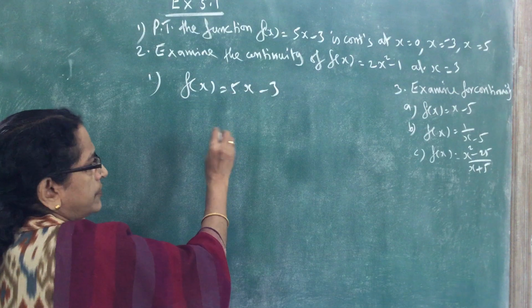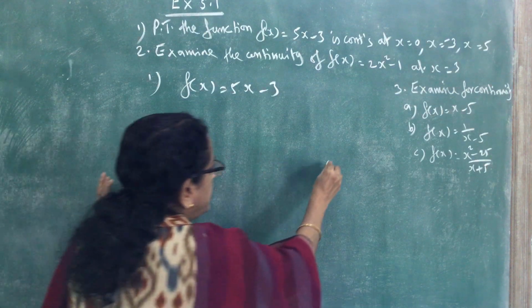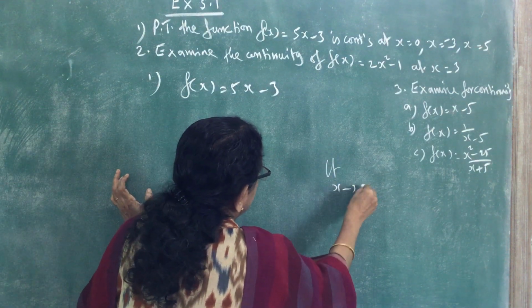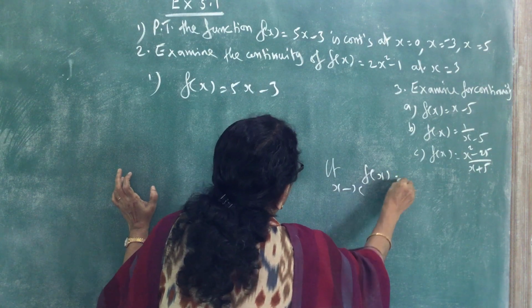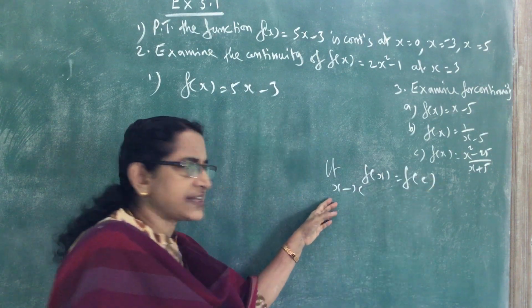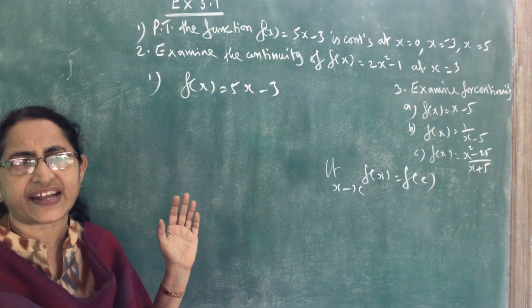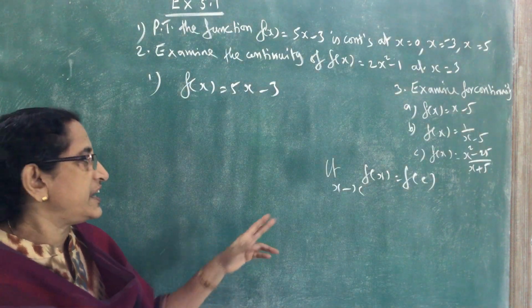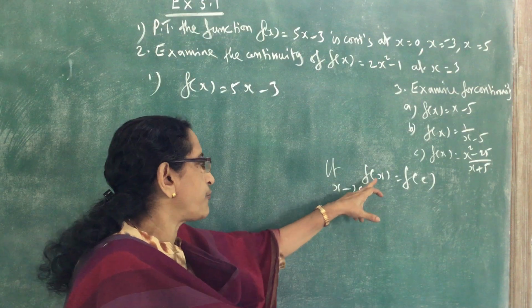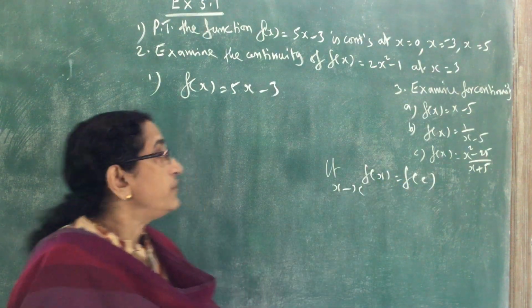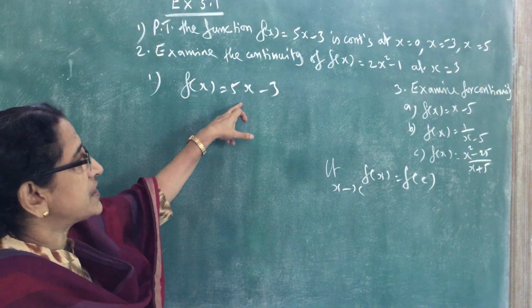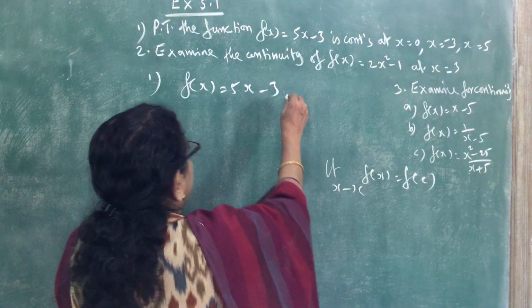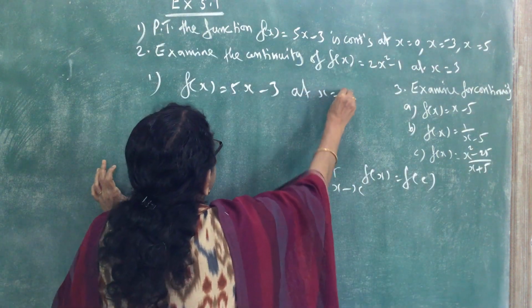So what is the formula for continuity? Limit x tends to c, f of x equal to f of c. This is the continuity at the point x equal to c. A function is said to be continuous at x equal to c if limit x tends to c, f of x equal to f of c. We have to check the continuity of the function at x equal to 0. First check at x equal to 0.